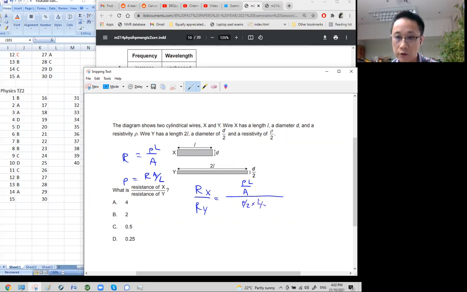L over 2. The area is actually decreased by a factor of 4 because area equals pi r squared. If you halve the diameter, you also halve the radius, but then you quarter the area. If you clean up all these ratios, the rho, L, A are all gone, and you end up with 1 over half times half divided by a quarter. And I'm stuck, because I made a mistake. I was looking for the answer of 1. Okay, now I discovered my mistake.